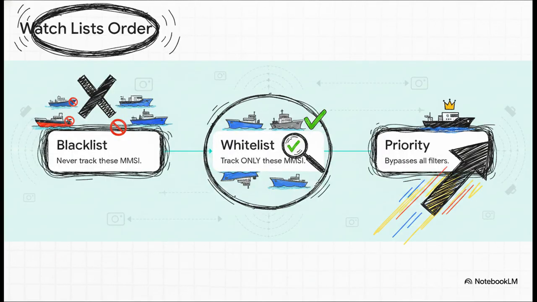But what if you are hunting for highly specific ships? You could actually use their 9-digit MMSI identity numbers to set up dedicated watch lists, and this follows a strict order of operations. The blacklist tells the camera exactly who to ignore. The whitelist says track only these specific ships, but that priority list, oh, that's the VIP lane. Priority vessels will literally hijack the lens the second they enter your zone, completely bypassing any distance and speed filters.